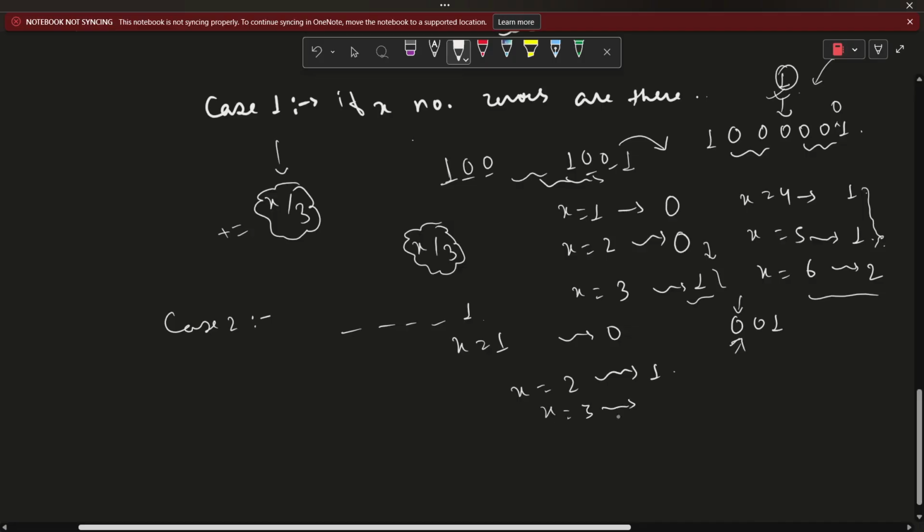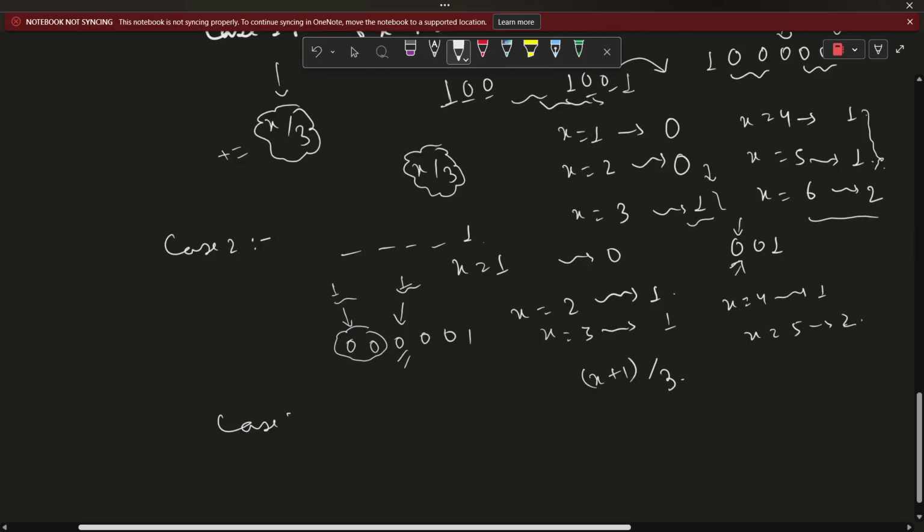So for x equals 2, I'll have to add one student. For x equals 3, again 1. For x equals 4, again 1. For x equals 5, I'll need 2. Why? Because let's say there's a 1, and then there are 5 zeros. If I make this 0 a 1, then again there are two spaces, and for this 0, I'll have to make it 1 too. So we need two ones. For case number 2, the formula I'm getting is (x plus 1) by 3.